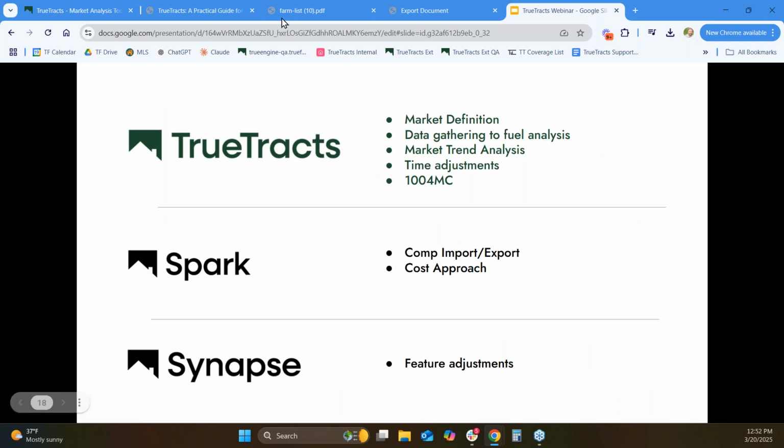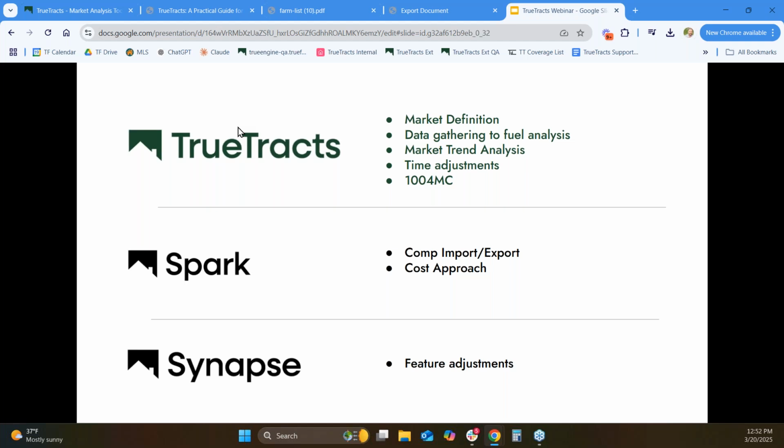This is our three tools that we have right now. And there's some confusion around when do I use which. TrueTracts, this is the foundation. We're going to be building off of this foundation onto this platform. So this is the future of appraising. We feel really strongly and confident in that.